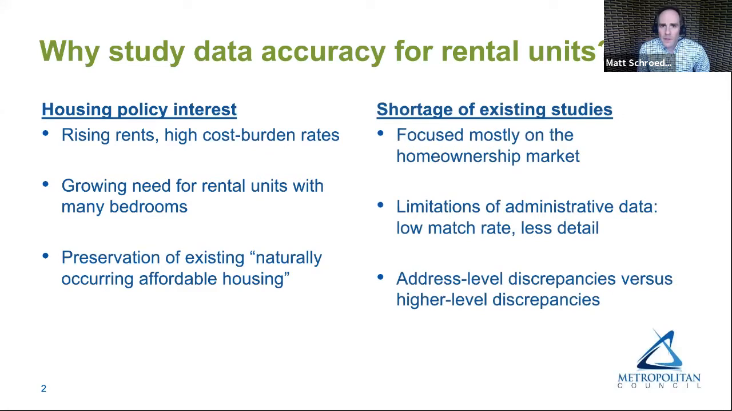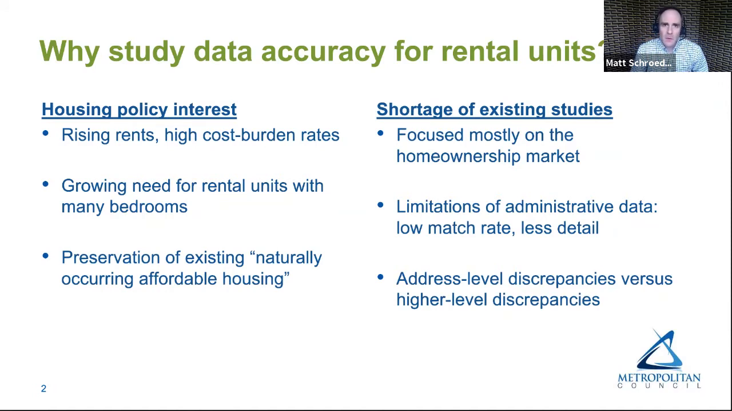Looking at what else has been done, I couldn't find that much. The studies that have compared administrative data to ACS data have focused mostly on the ownership market, and have found that ACS respondents tend to overstate the value of their home and how much they pay in property taxes, but rent is less subjective than that. Presumably you know exactly how much you're paying per month.